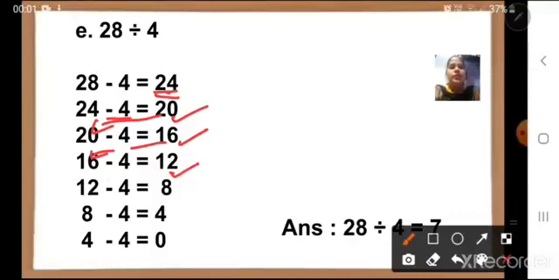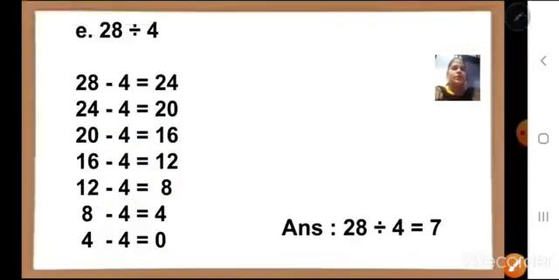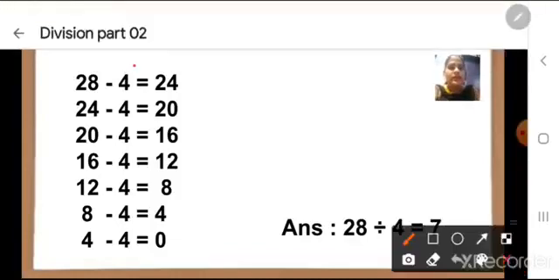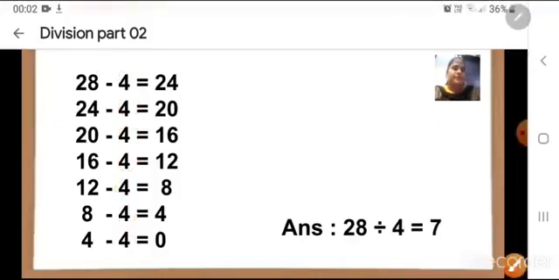Then 12 will come in the next line. 12 minus 4 is equal to 8. So 8 we will write down. 8 minus 4 is equal to 4. And finally 4 minus 4 is equal to 0. So when we get 0, that means we have to stop. Correct? We cannot subtract more. Now how many times is 4 repeated? Let us circle it. 1, 2, 3, 4, 5, 6, 7. So our answer is 7. 28 divided by 4 is equal to 7.